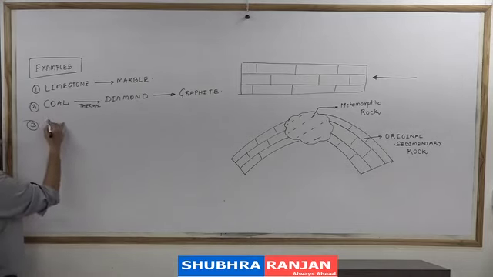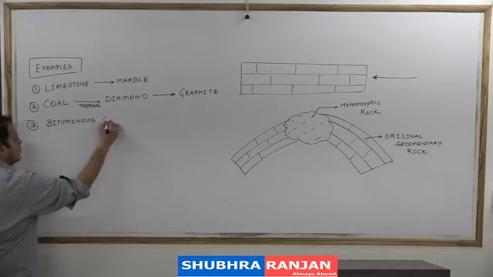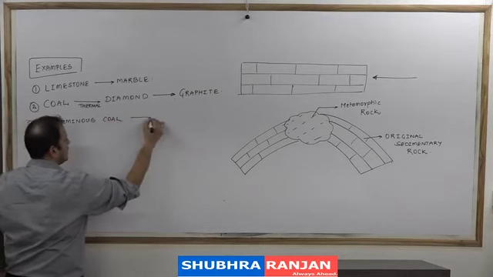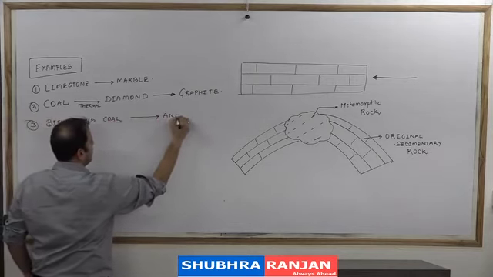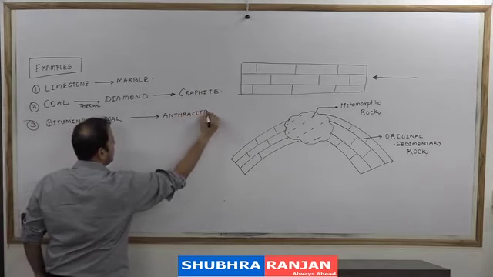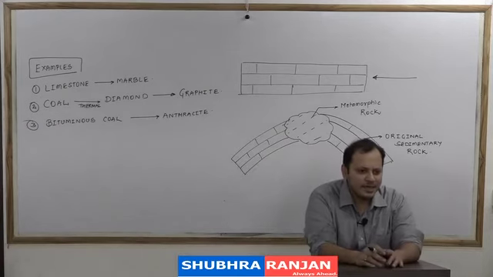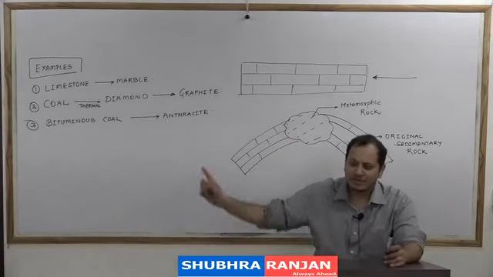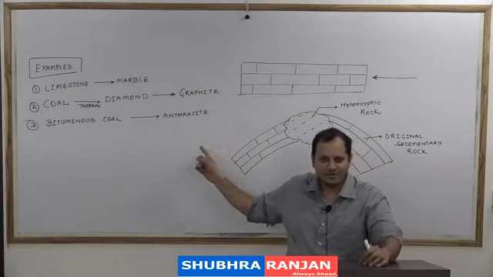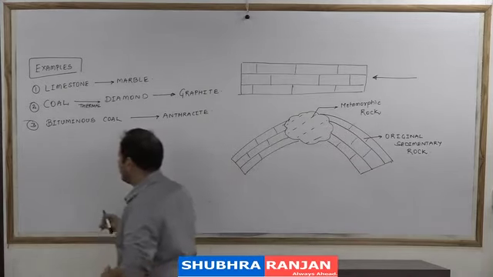Third, bituminous coal is converted into anthracite. I guess we have just introduced the distribution of coal in India. Where is anthracite found in India? Jammu and Kashmir. Now you understand why? Because of the fold mountains, pressure which has been caused.